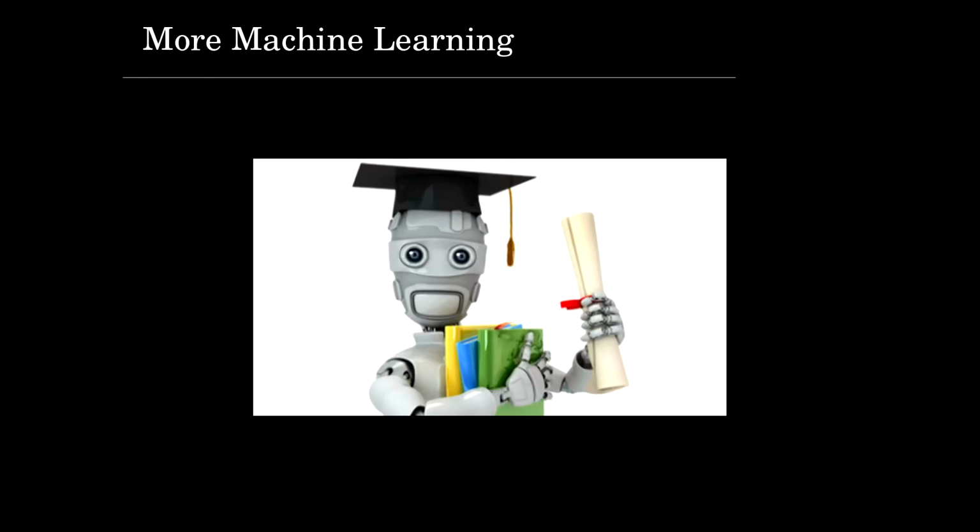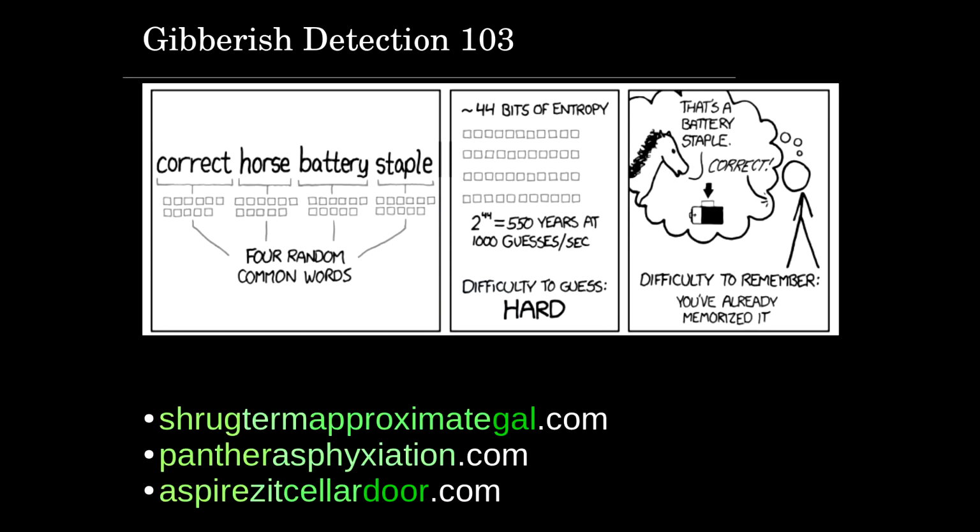I want to be using an actual machine learning algorithm, even though these finely tuned by-hand classifiers worked very nicely. I think you saw the graph, you saw that it was a very reasonable conclusion to draw from the data. And finally, there's Gibberish Detection 103.